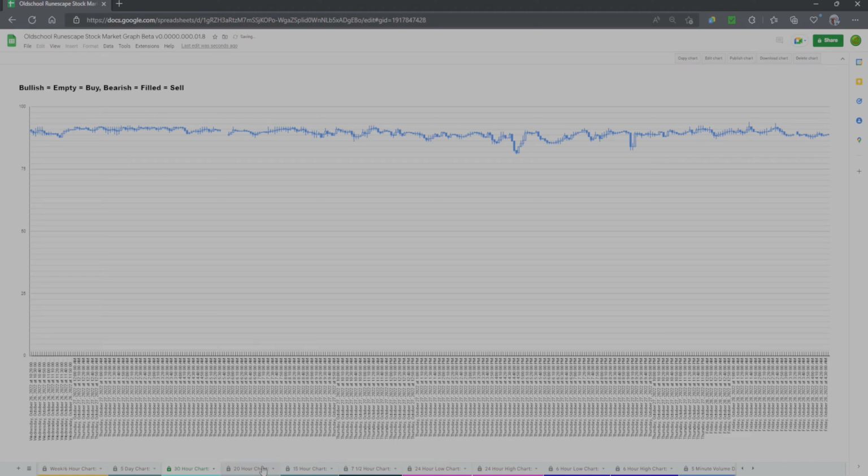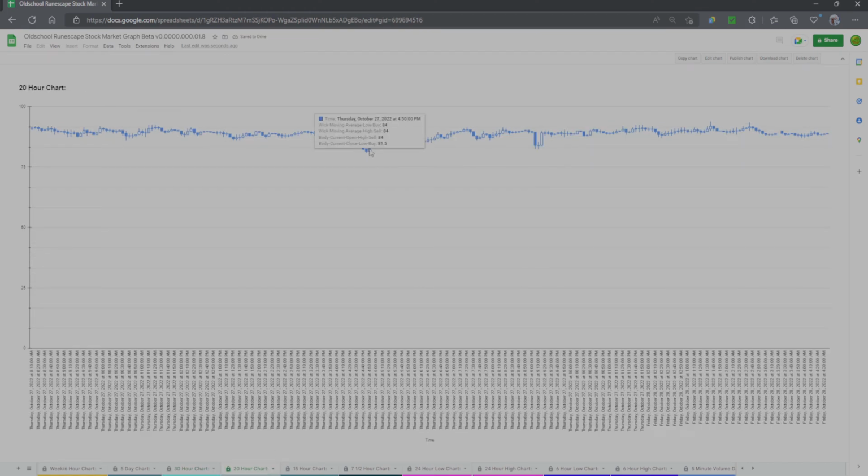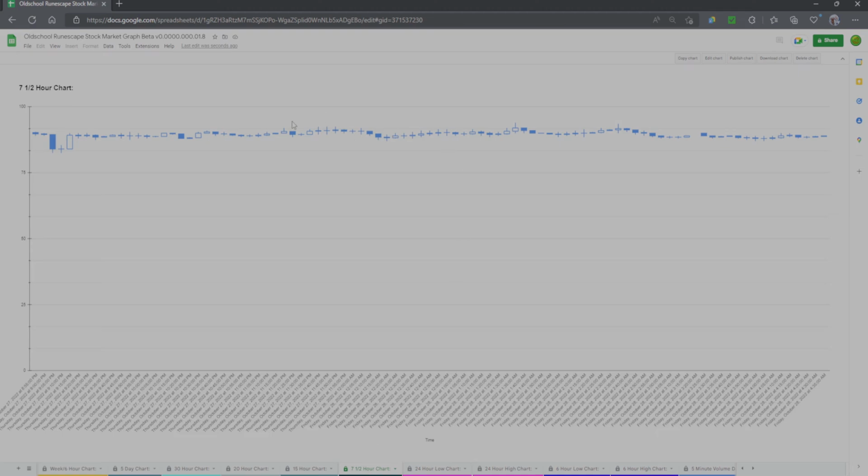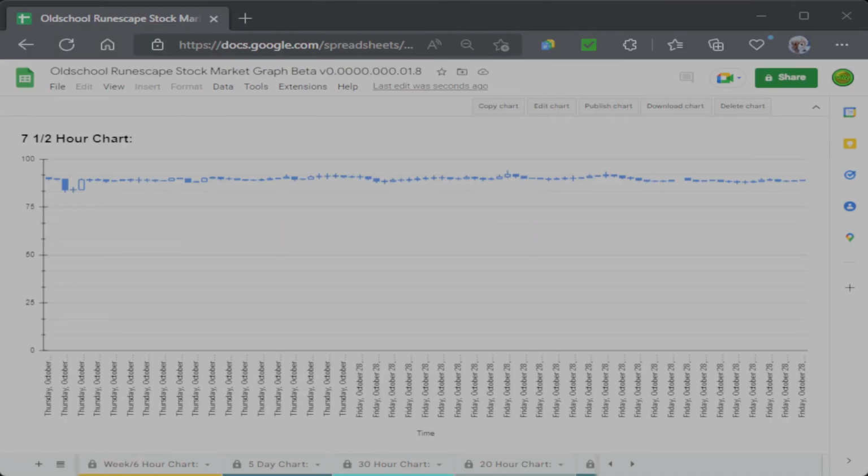I'm just gonna rename that. And then this is a 20-hour chart. So it may be important if you're doing 5-minute flips to see what the going rates are in the last 20 hours, maybe the last 15 hours, if you want to see the trades a little bit easier. And yeah, that's pretty simple. It doesn't take a genius to figure all this stuff out.